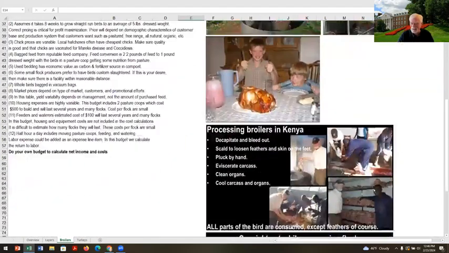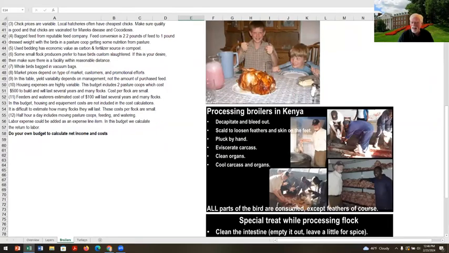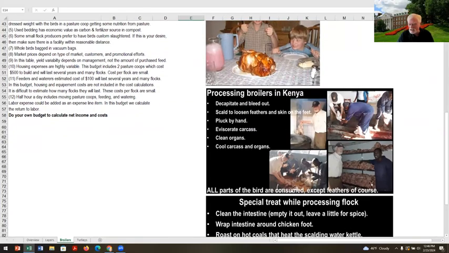I haven't talked them into it yet, because it's a lot easier than what you're doing here, having to hold these birds while they're flapping around after you cut the head off. And so we scald them in a big scalding pot right here, which they can't keep at an even temperature. So they were either overcooking them or not scalding them enough so that the feathers came out. It was a constant problem. Of course, we had to pluck them by hand, eviscerate the carcasses, clean the organs, and cool the carcass and the organs. In Kenya, all parts of the bird are consumed, except for the feathers, of course. Every part of the bird is consumed, even the head.